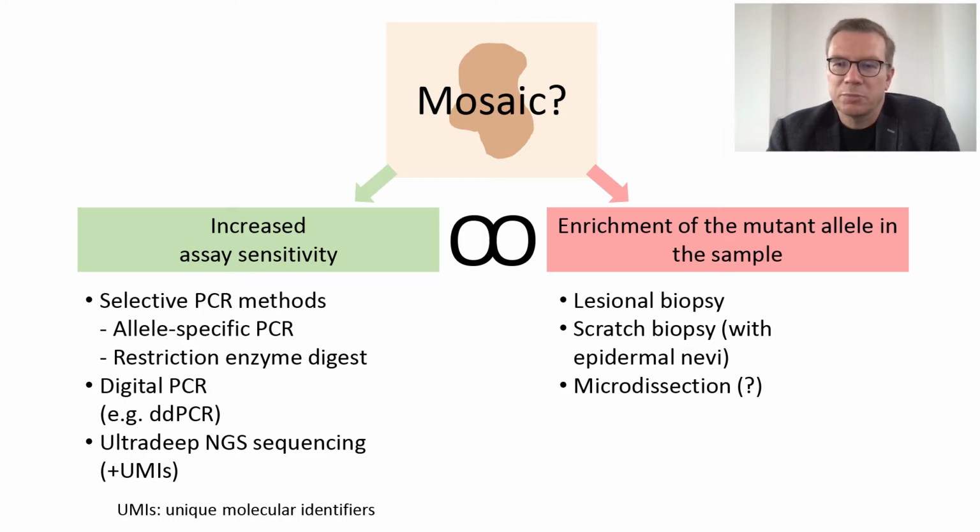And the frequency or the content of the mutant allele can be increased by lesional biopsies, scratch biopsies in the case of epidermal nevi, or microdissection methods. It has to be pointed out that selective PCR methods and digital PCR are mutation specific, and only ultra-deep NGS sequencing technologies allow a broader screening for mutations in the sample.